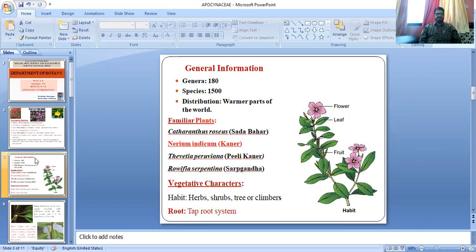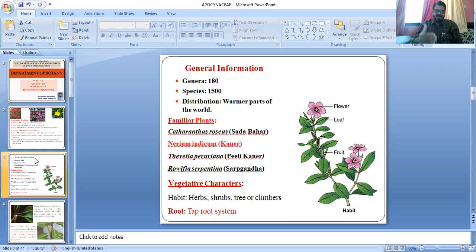Then second familiar plant is Nerium indicum, and it is commonly called as kaner. Then third one is Thevetia peruviana, that is pila kaner, gulabi kaner or pili kaner. Then next one is Rauwolfia serpentina, that is sarpagandha. It is commonly called as sarpagandha. So these are some familiar plants of the family Apocynaceae.